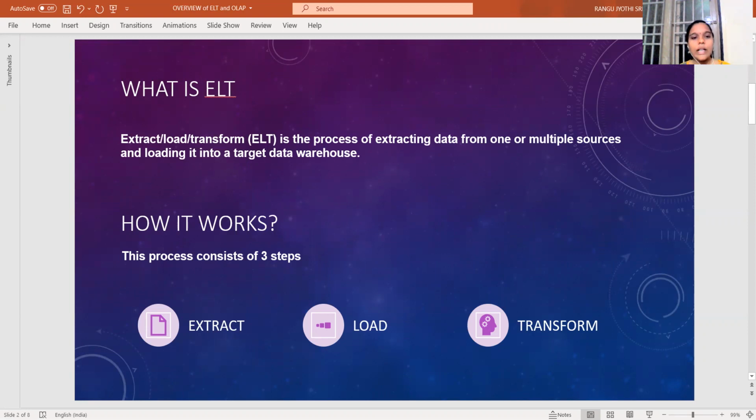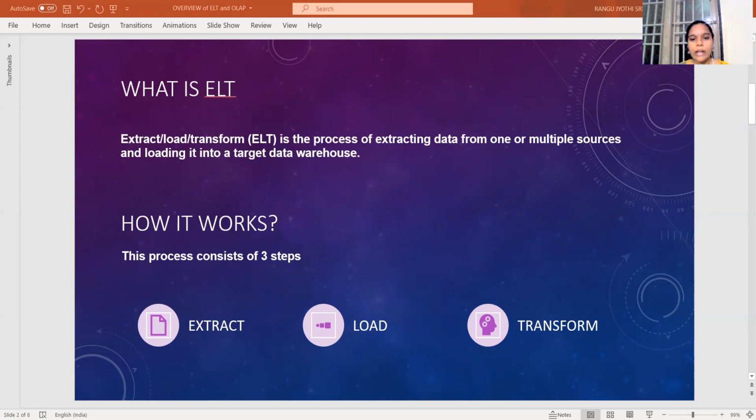sources and loading it into the target warehouse, which means that instead of transforming the data before it is loaded, ELT takes advantage of the target system to do the data transformation. And this approach requires fewer resources than other techniques because it needs more raw and unprepared data. And how does it work?